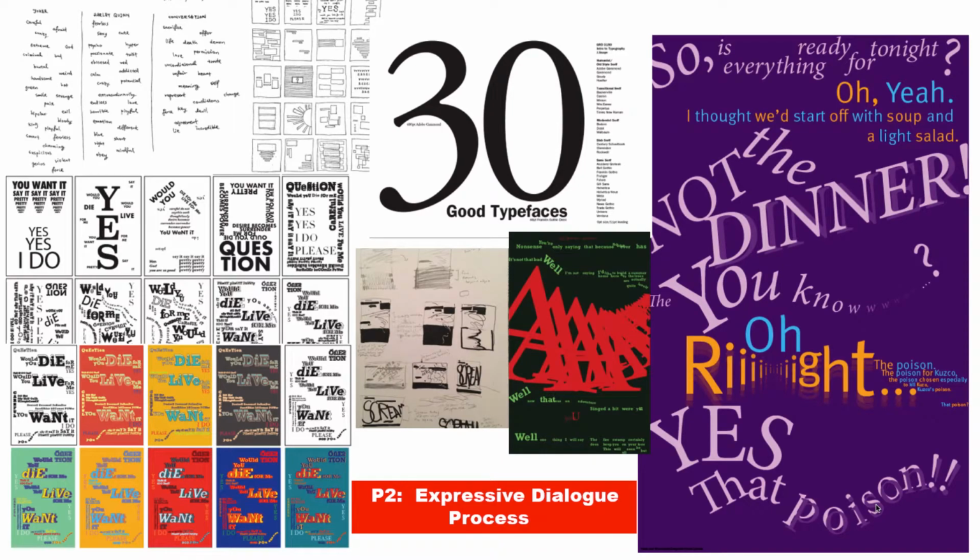We'll be working on project 2, and this is the expressive dialogue process. So the first thing you're going to do is establish content. Then you're going to establish typefaces. You're going to do thumbnail sketches, digital variations, color and final revisions. That should say step 5.